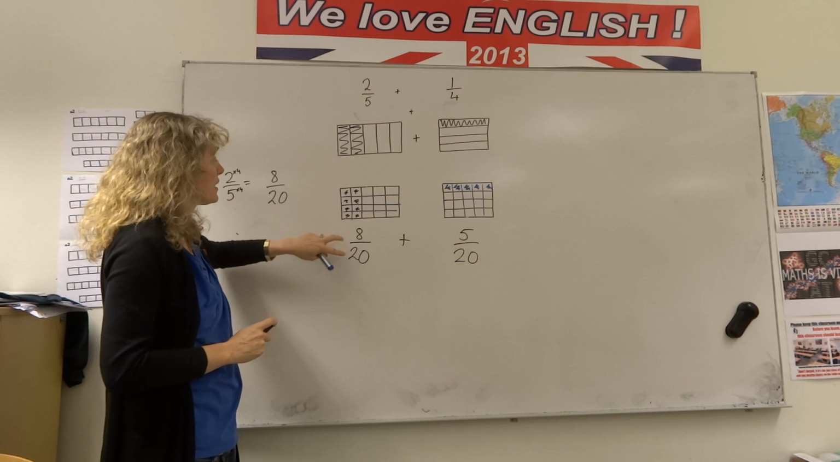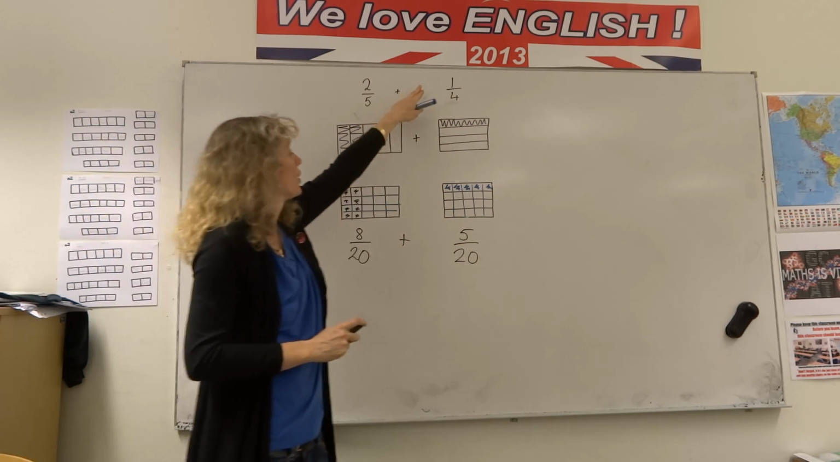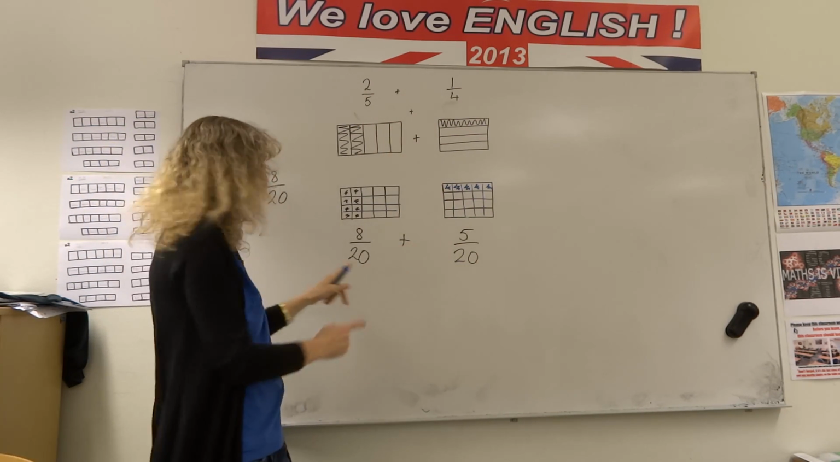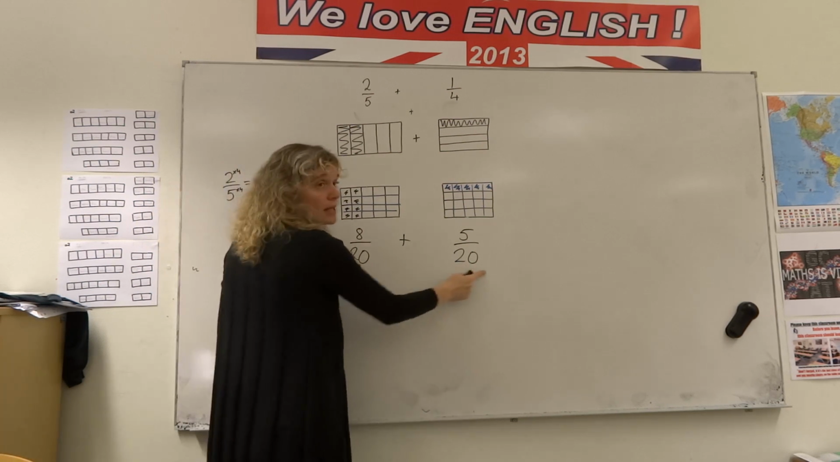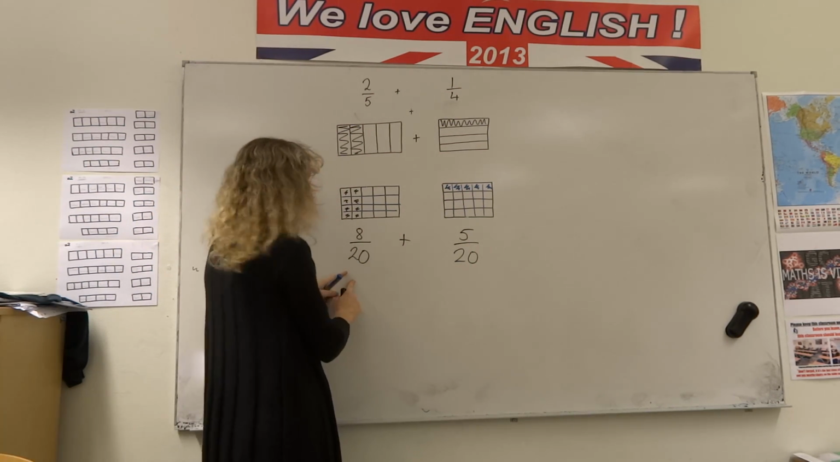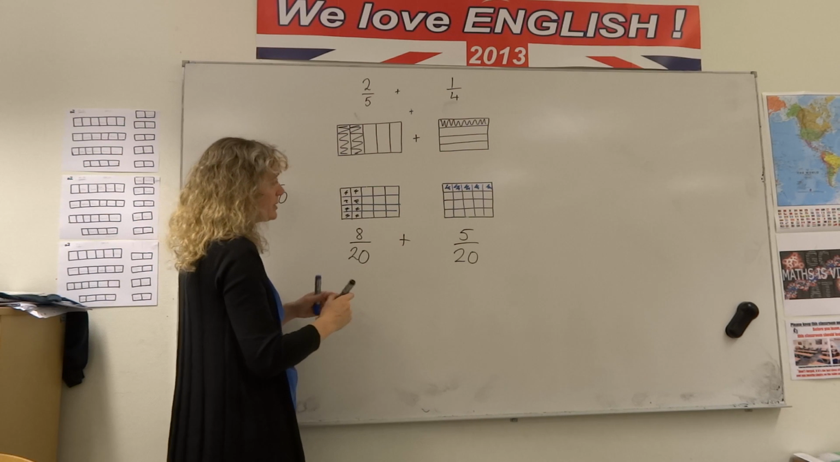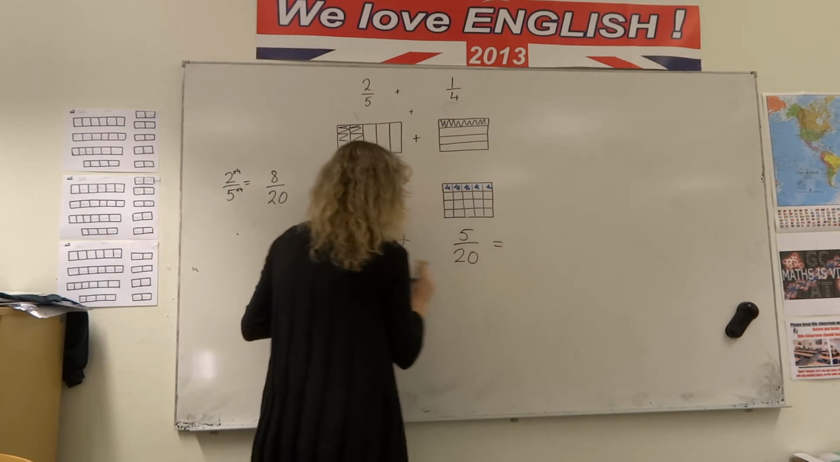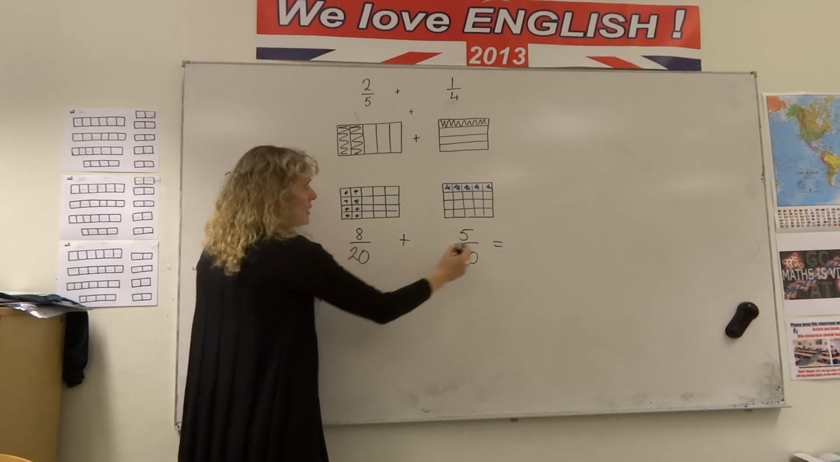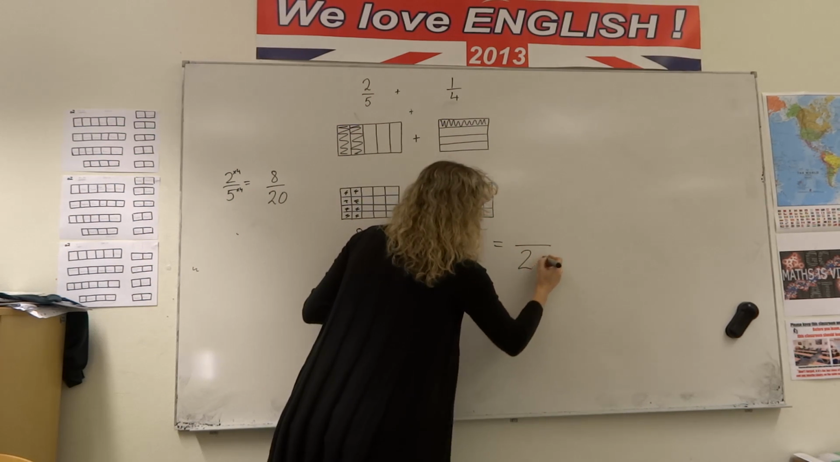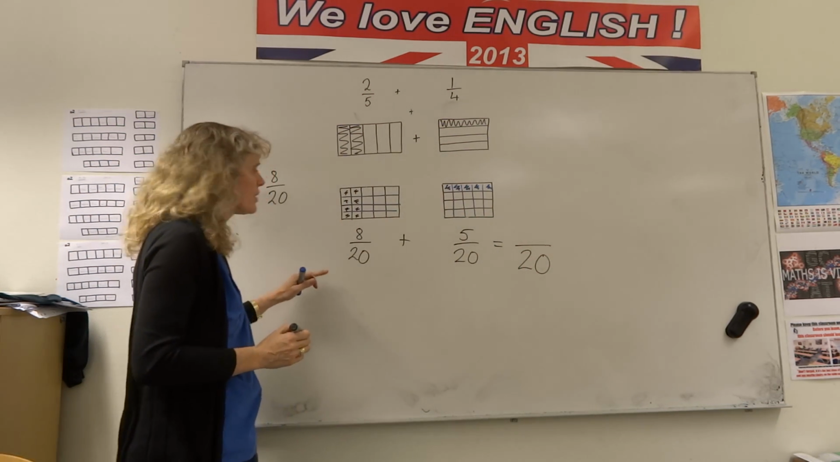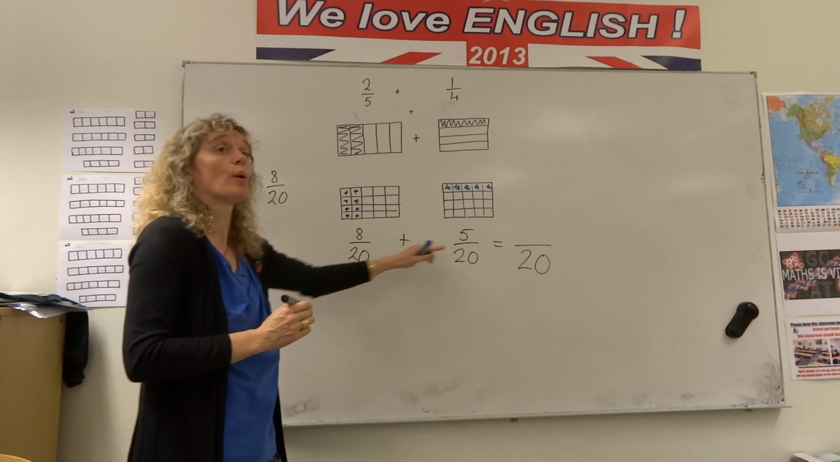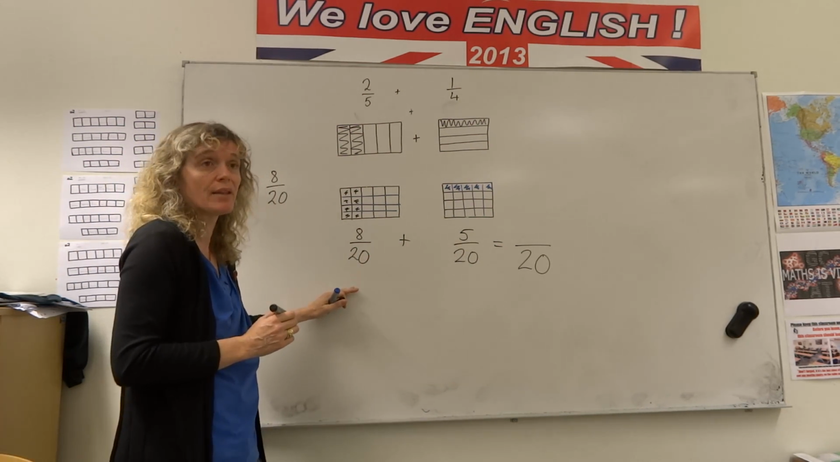So 2/5 is the same as 8 20ths. 1/4 is the same as 5 20ths. Now I have the same denominator on the bottom. And now I can count. How many 20ths do I have? I'm counting in 20ths, so the number here is not changing. It carries over. Important here not to add 20 and 20, which is a common mistake that I see.